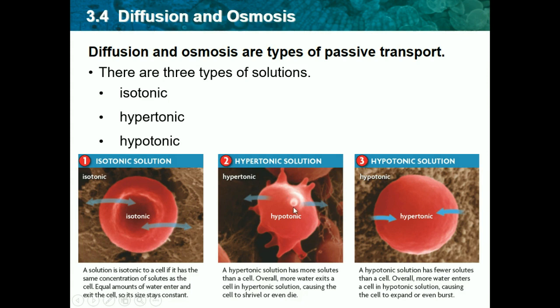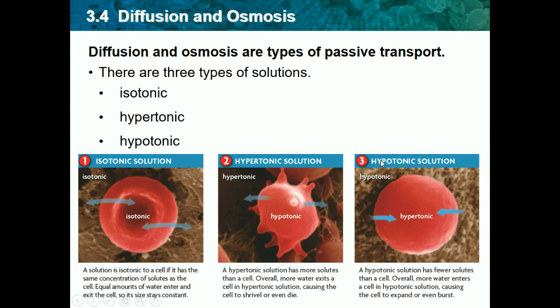So the inside of the cell is hypotonic, which means it has few molecules or salt, but way more water. Water always flows, or diffusion always goes, from high to low. So the water inside will easily flow out into the solution. That's why the cell shrivels up, because all the water goes out into the solution. It has no water left and it shrivels up and dies.